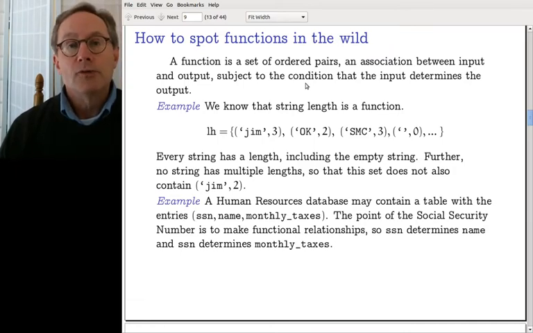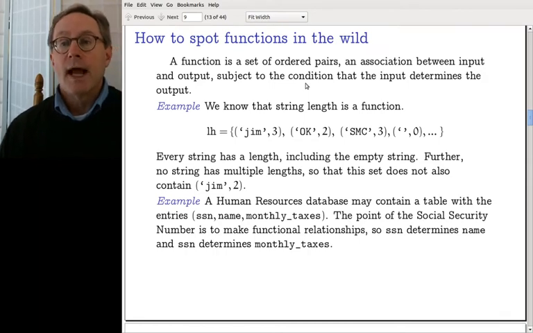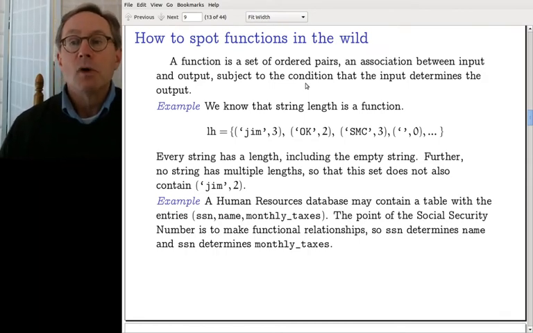So the first example here is string length. Well, if you give me a string, it has a determined output. Jim has length 3. OK has length 2. SMC has length 3. The empty string has length 0. So every string has a length, and furthermore, no string has multiple lengths.